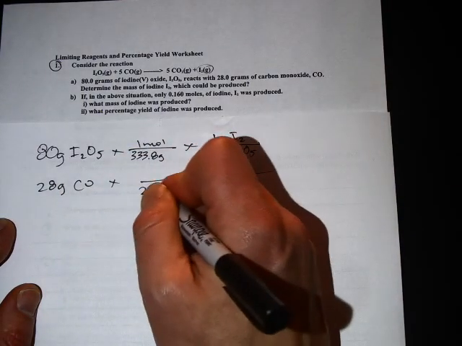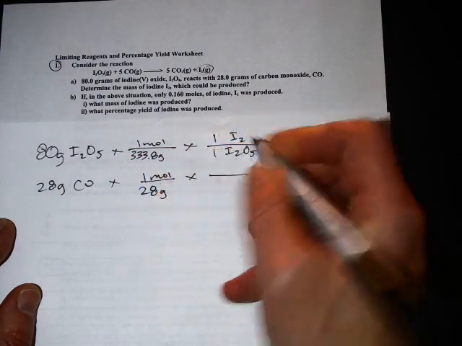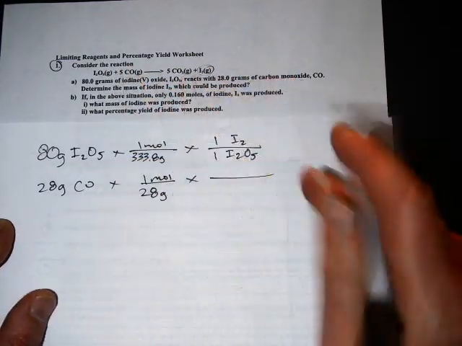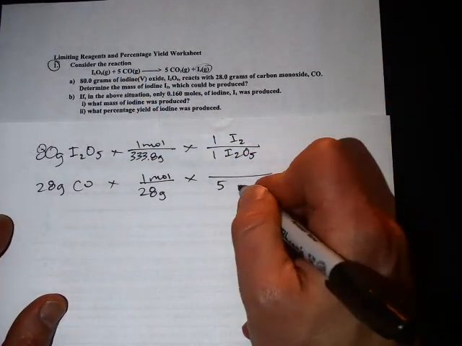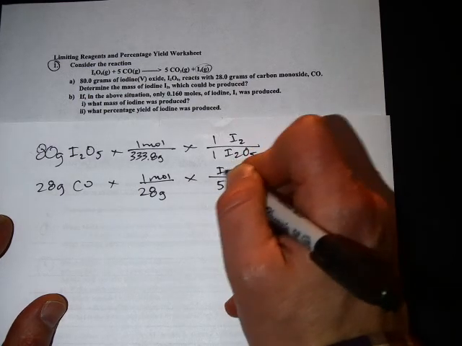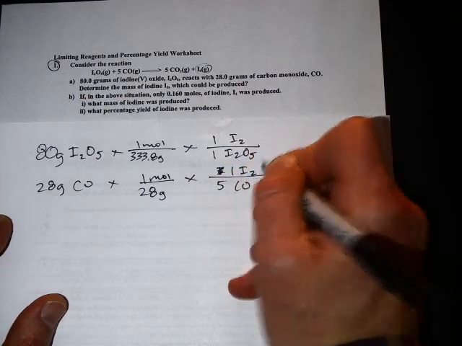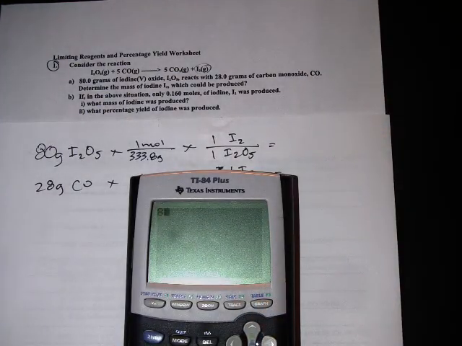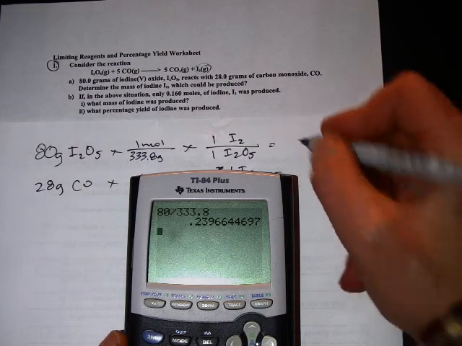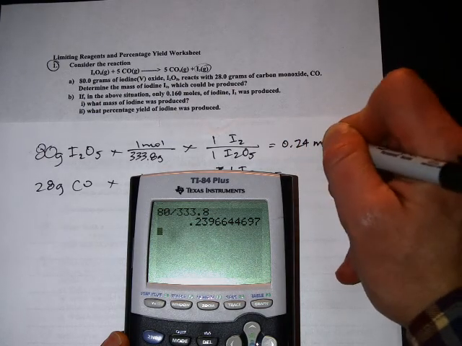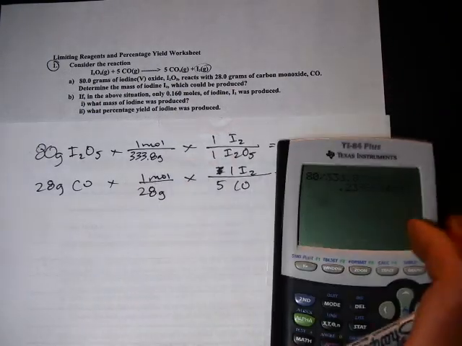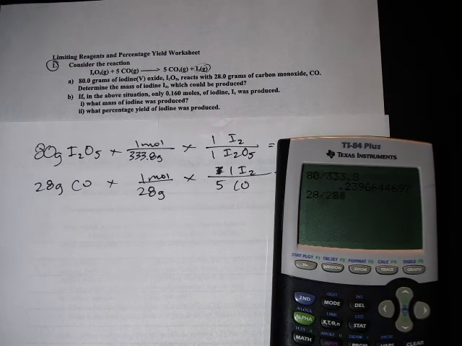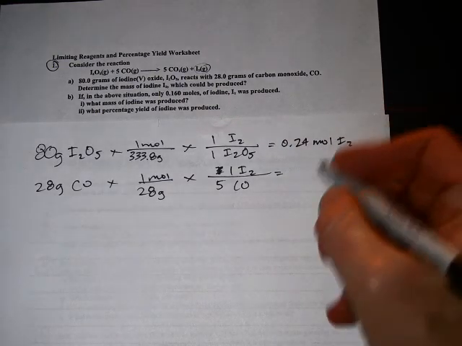Do the same for the carbon monoxide. The molar mass of carbon monoxide happens to also be 28 grams. And that is a 5-to-1 ratio. 5 carbon monoxides produce 1 iodine. And then you're going to get 2 numbers. First one, 80 divided by 333.8 is 0.24. And the second one is 28 divided by 28, divided by 5, which is 0.2.